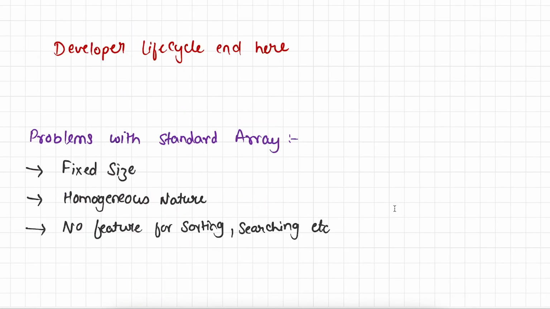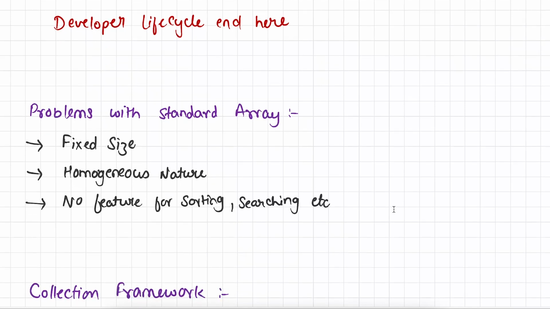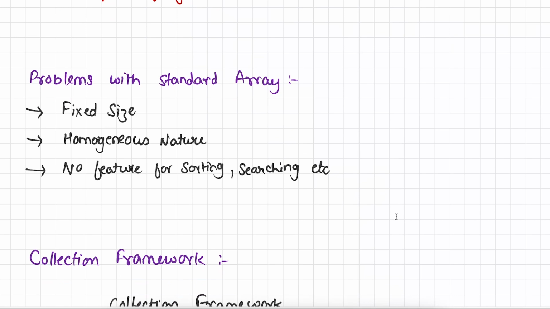And the major problem he is facing with standard arrays, first of all, is that the size of the array is fixed. This means the array cannot grow and shrink automatically, right? That is why he created an array of size 100 and he was simply wasting memory space for 80 variables. Okay? The second problem he was facing is that an array is homogeneous in nature. This means we can only store objects of similar type in the array. And the third problem he faced is that there was no default feature for sorting and searching in the array. He had to write all the features by himself. So these are all the problems faced by developers in day-to-day life.